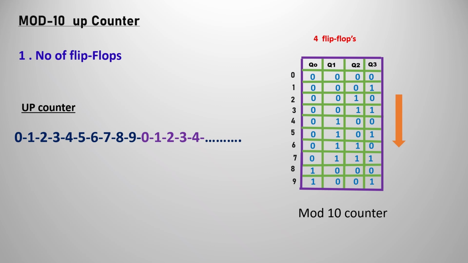As you can see here in the mod 10 up counter, we have the sequence starting from 0, 1, 2, 3, 4, 5, 6, 7, 8, 9 and again it will go to 0 and continue the sequence. So this is the mod 10 up counter.